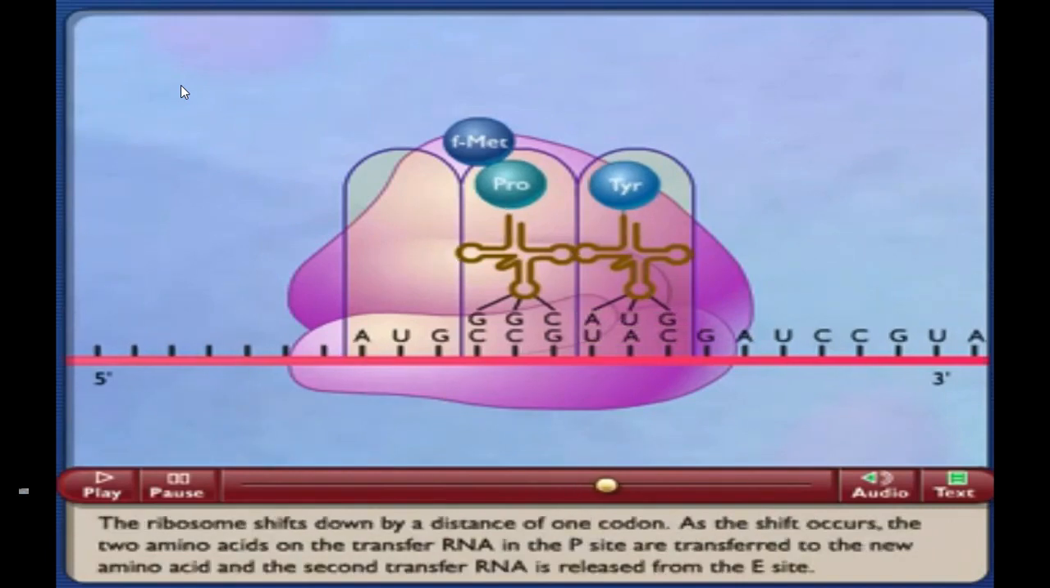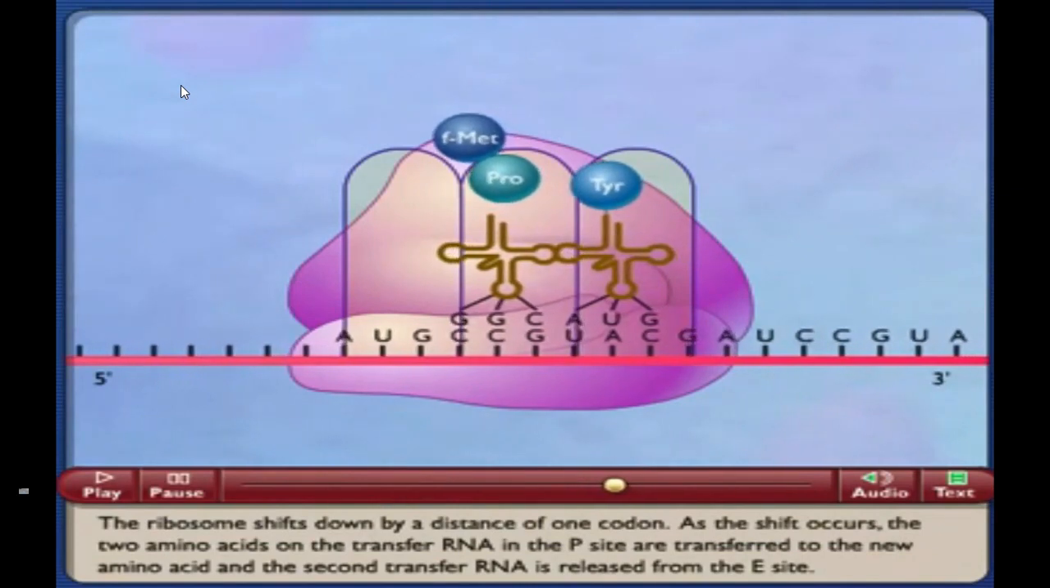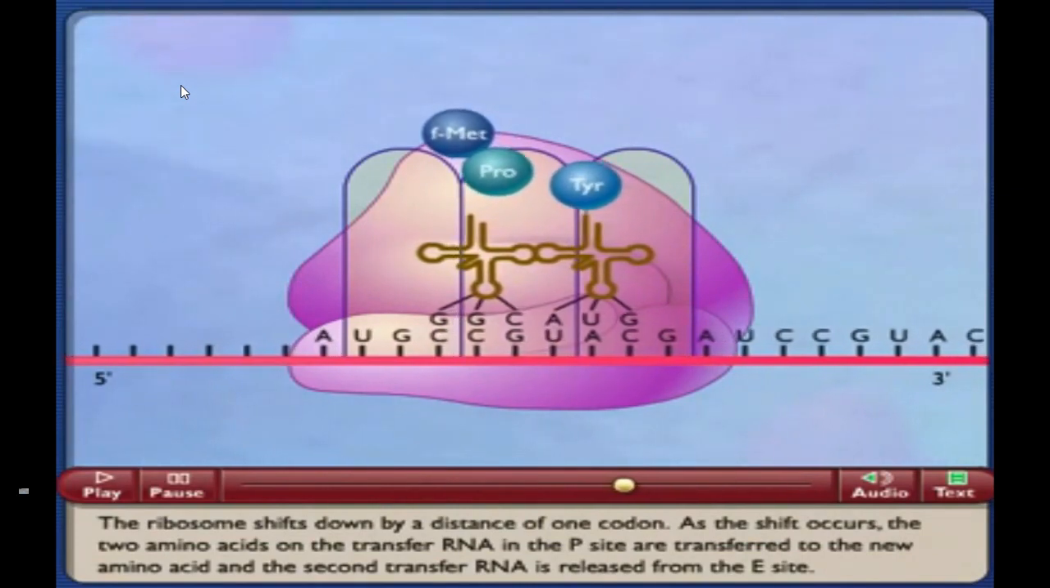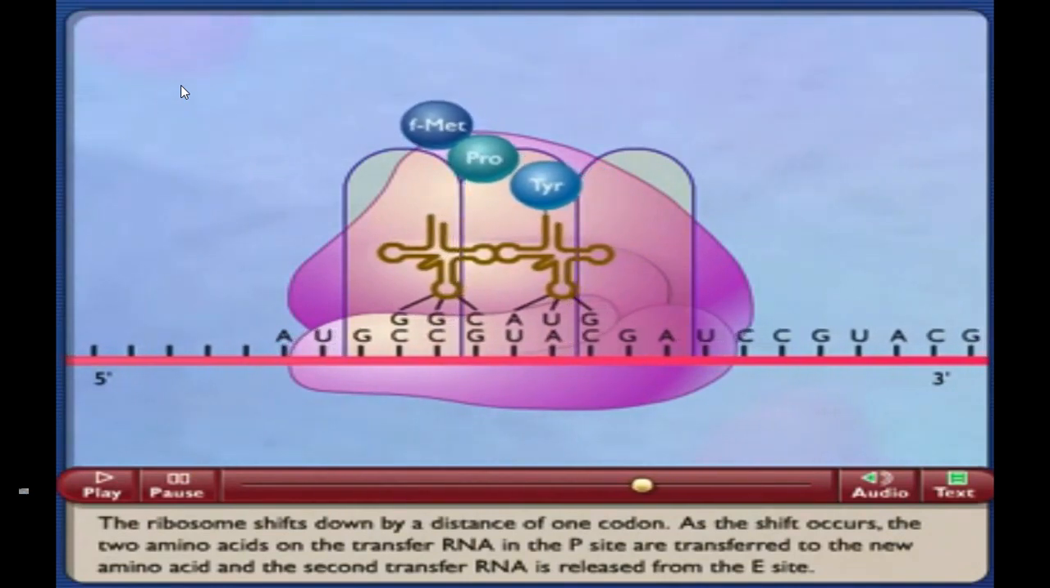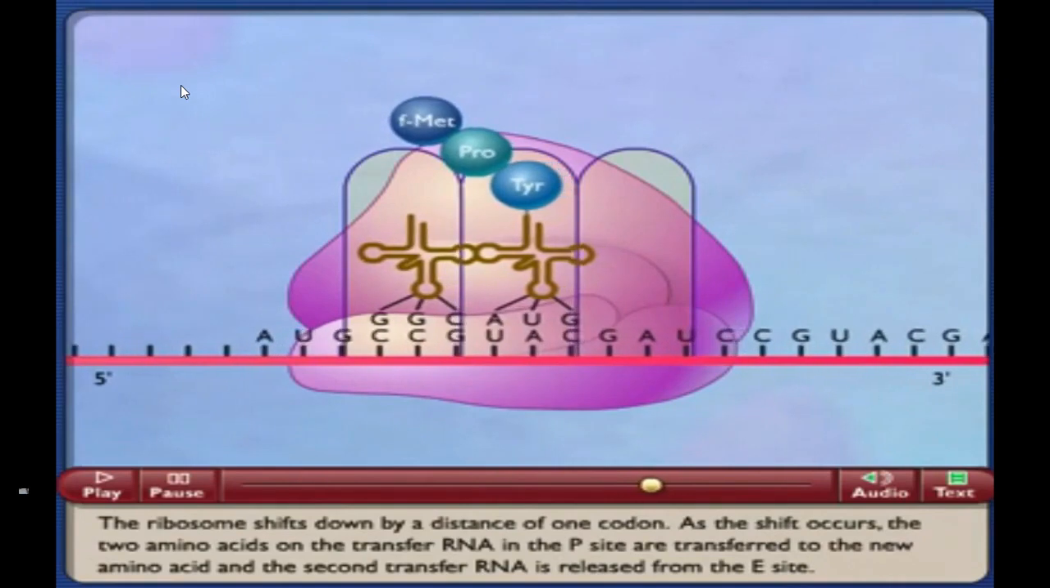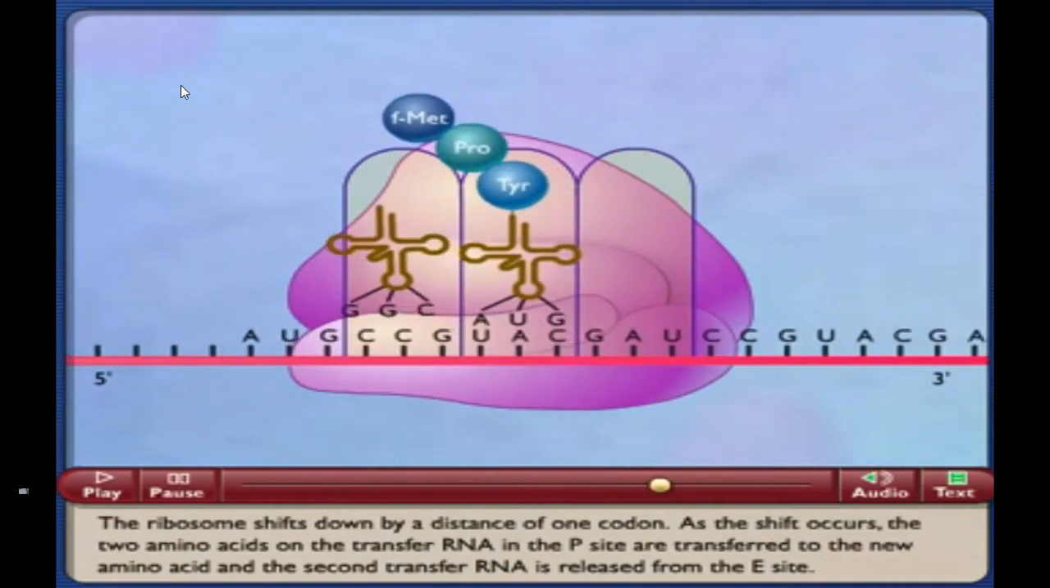The ribosome shifts down by a distance of one codon. As the shift occurs, the two amino acids on the transfer RNA in the P site are transferred to the new amino acid, and the second transfer RNA is released from the E site.